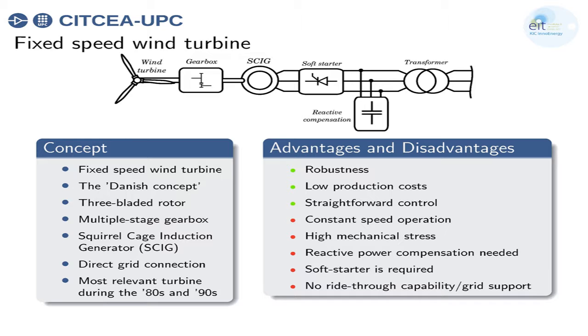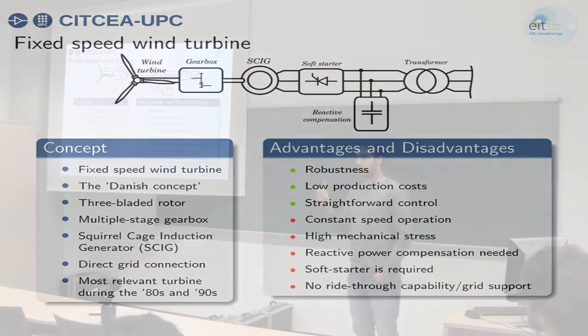But this concept has different drawbacks. One is that you cannot optimize the wind power extraction, right? Because if you are rotating at a fixed speed, you cannot adapt to the wind speed of the wind turbine. So that's a main drawback, okay? Another important drawback is that the squirrel cage is connected directly to the grid. That's why it is rotating at a fixed speed, right? Because the frequency is imposed by the grid. And this is another drawback.